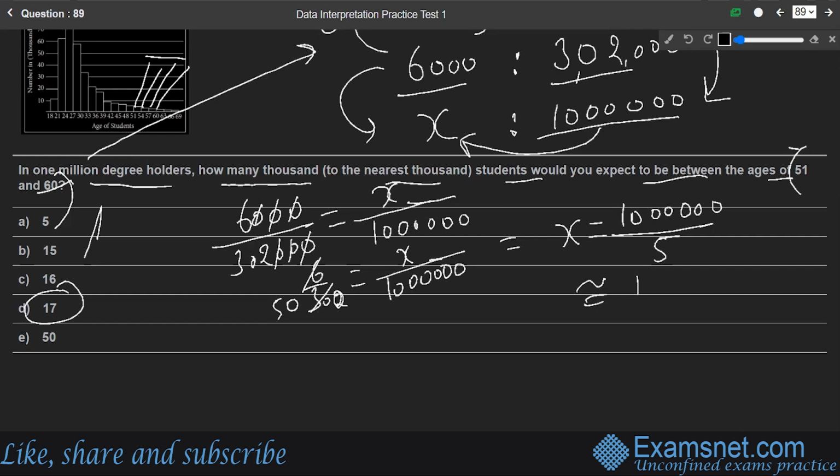The 17,000 people will be nearly there who will be at the age group of 51 to 60 if the total number is reduced to 1 million. So that becomes the right answer of the question.